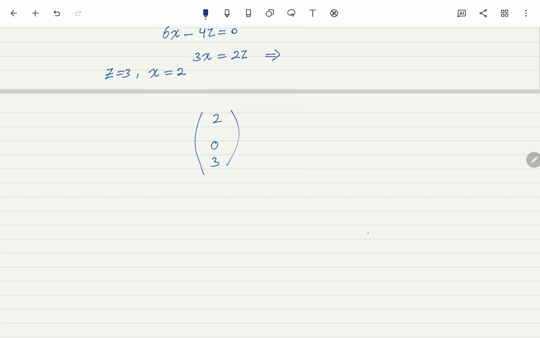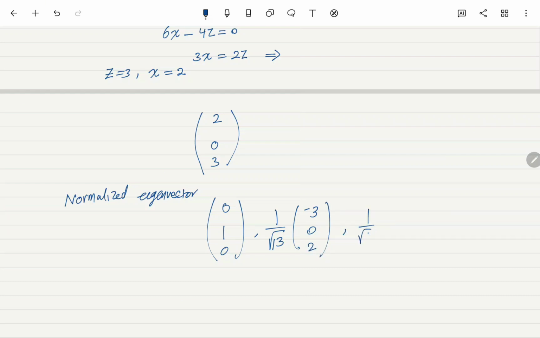Therefore, the normalized eigenvectors are 0, 1, 0, and 1 over square root of 13 times minus 3, 0, 2, and 1 over square root of 13 times 2, 0, 3. And remember, to find the normalization factor, we multiply the eigenvector by 1 over square root of x squared plus y squared plus z squared, and this is called the normalization factor.